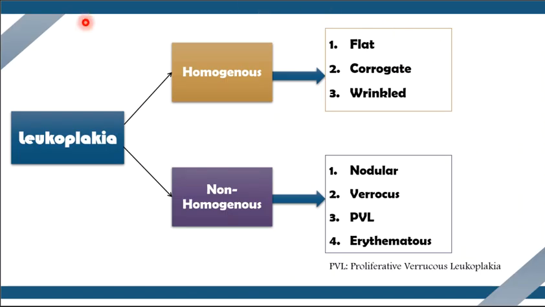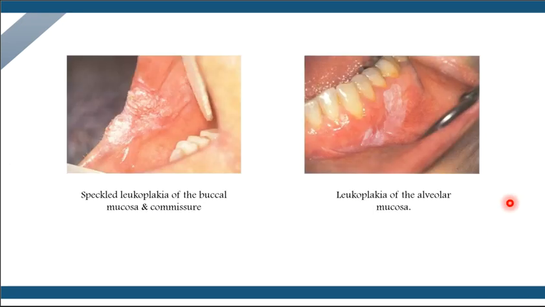طيب نجي نقسمهم بطريقة ألطف. ليكوبليكيا homogeneous and non-homogeneous. homogeneous عندنا flat, corrugated, wrinkled. non-homogeneous عندنا nodular, verrucous, PVL and erythematous. طيب هنا مثلا عندنا ليكوبليكيا موجودة في الالفولار ميكوزا. اوكي، وهنا عندنا speckled يعني قال لي انه فيها red colors، ده وده وده، يعني حاجة بسيطة كده.